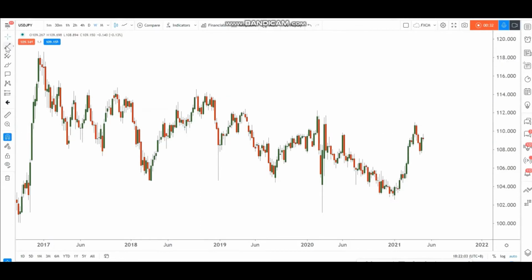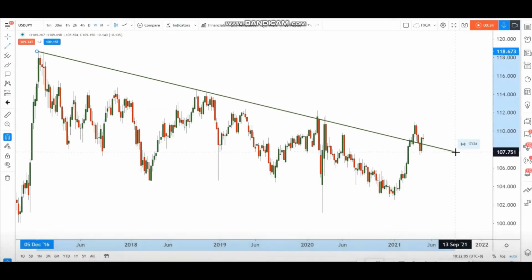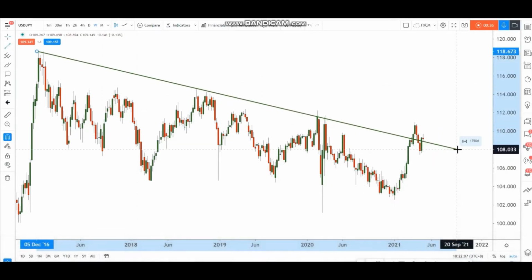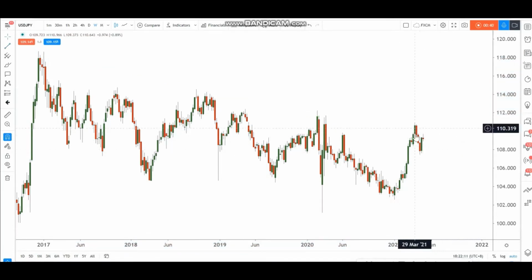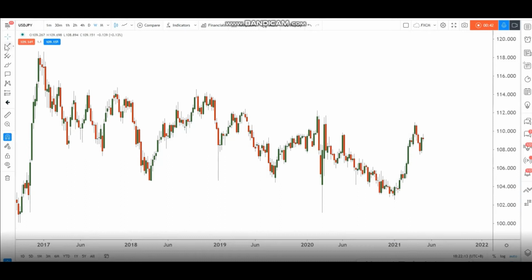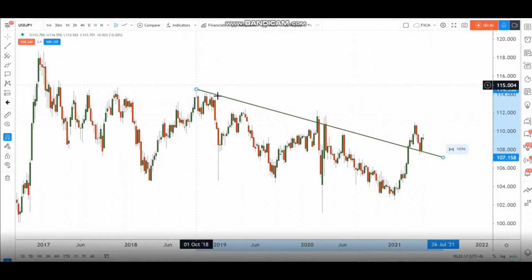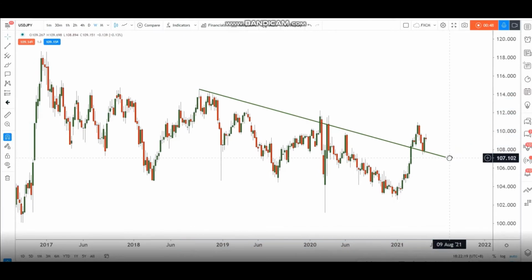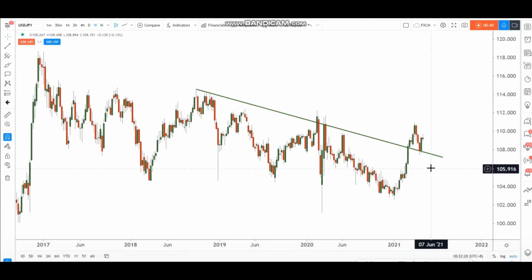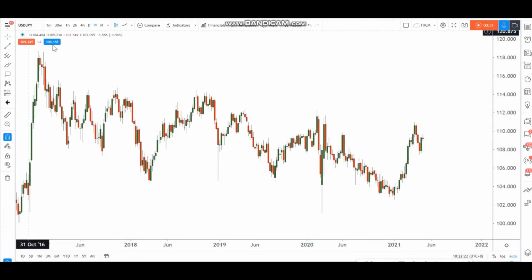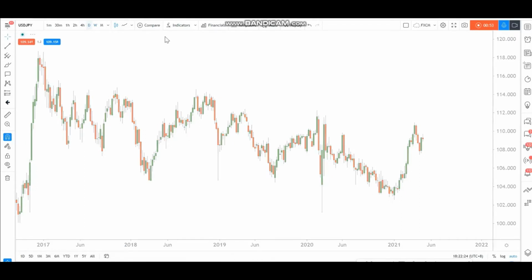Look on the weekly time frame, dollar yen is definitely on the uptrend. You can see that if I draw a downtrend line, it has already broken the uptrend line and is on our uptrend line. So let me draw the downtrend line again. It is right here. Prices have already broken through the downtrend line and is currently on the uptrend. So let me just move on to our daily time frame.